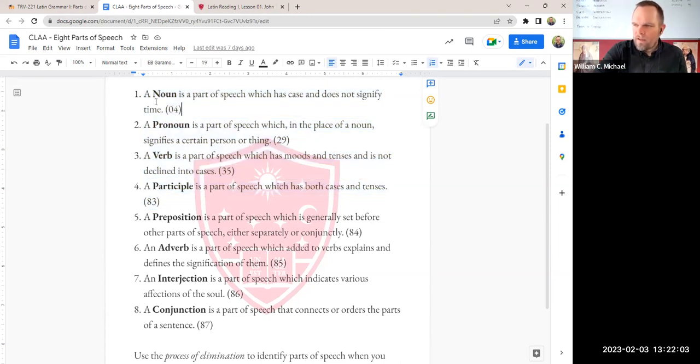So first of all, can it be a noun? A noun is a part of speech which has cases and does not signify time. Now, again, if you're just getting started, you have no idea, right? So in the process of elimination, you can't eliminate any of the parts of speech, and that's what makes it difficult, okay?